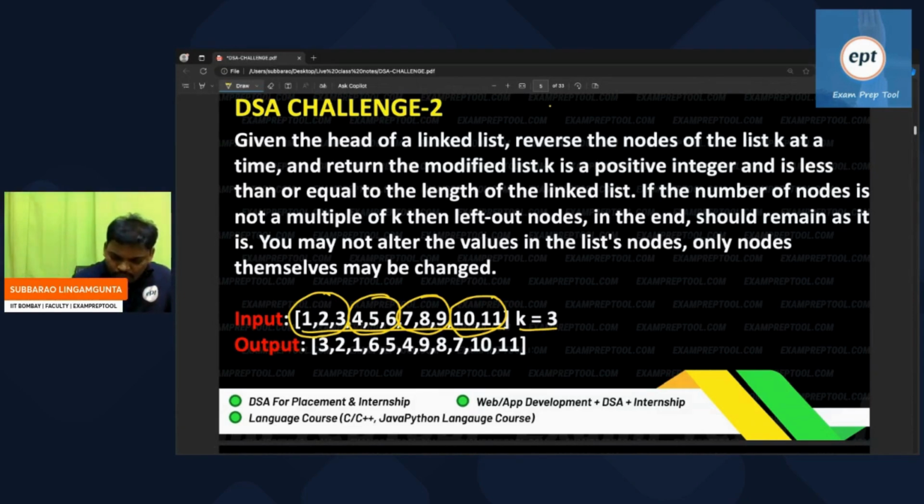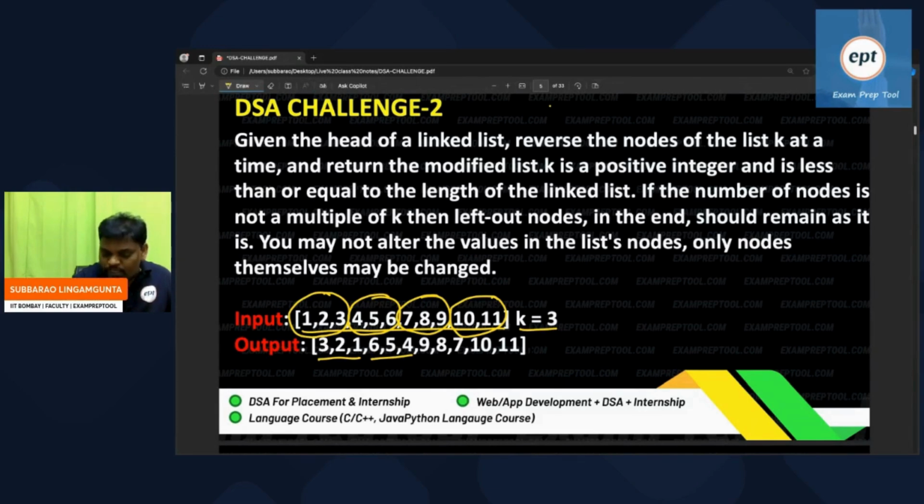So the first three nodes, if you reverse them, become 3, 2, 1. The second three nodes, if you reverse them, become 6, 5, 4. Remember, in the first group, after reversing, the first one becomes the last one.